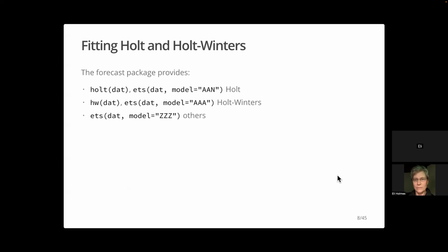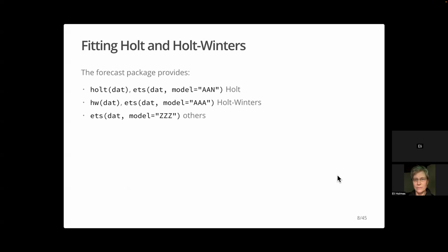You can also fit them like this. They are a subclass of the exponential smoothing model. In the forecast package, ETS is the function that fits that. And model AAN is a Holt model. The terminology for ETS is the first one has to do with the errors.